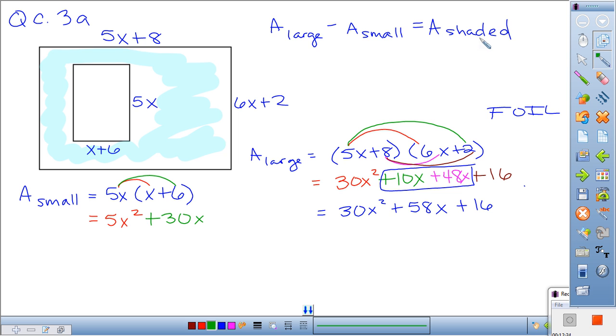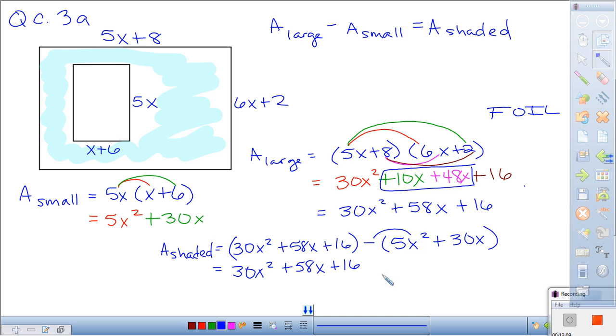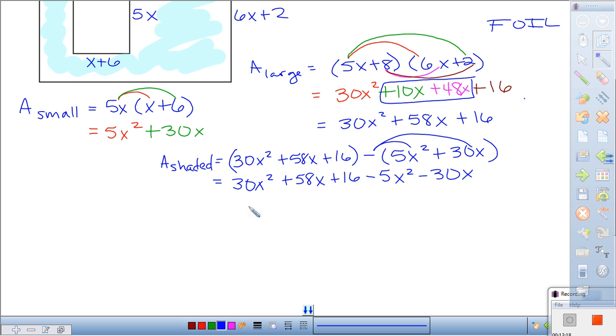Now again, to find the area of the shaded region, we need to subtract these two amounts. So if I'm going to find the area of the shaded region, then I want to take the area of my large rectangle, 30x squared plus 58x plus 16, and from that I need to subtract the area of my small rectangle, which is 5x squared plus 30x. Again, we need to distribute that negative first, so I end up with 30x squared plus 58x plus 16. Negative times 5x squared, negative 5x squared. Negative times 30x, negative 30x. And I can simply combine like terms.